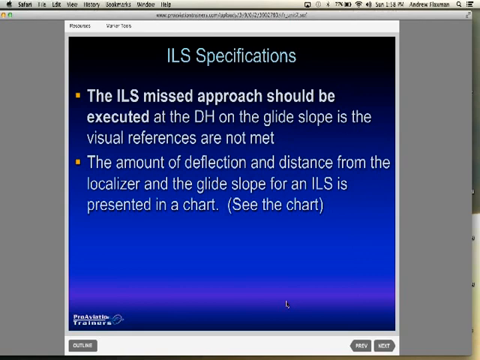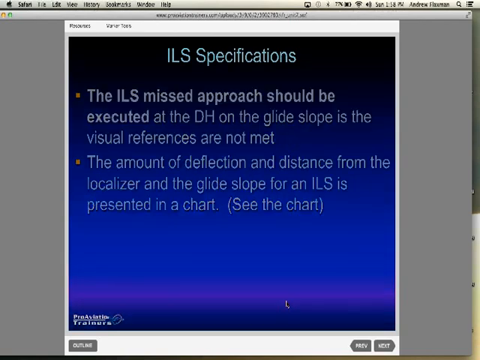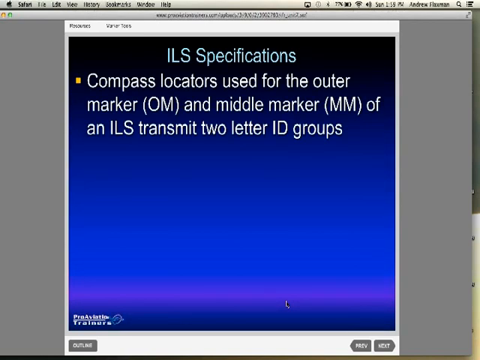The amount of deflection and distance from the localizer and glide slope for the ILS is presented in the chart. And we'll see the chart. Compass locator is used for the outer marker, OM, and middle marker of an ILS, and transmits 2-letter ID groups.